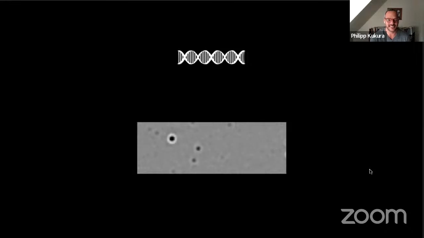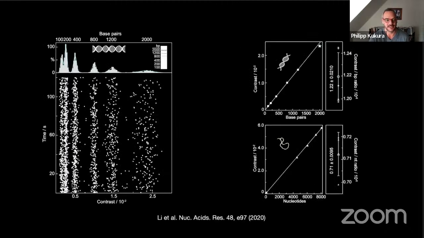You take a DNA ladder and you put it on, and you get this kind of movie. Again, you see some faint spots and some dark spots, which is what you expect because you've put a DNA ladder on. And here are your bands. If you plot the number of base pairs versus the contrast, you get a nice straight line, and then you get a conversion between contrast and the number of base pairs. You can do the same thing with single-stranded DNA, and now you get a straight line between nucleotides and contrast. The ratio is slightly different, and that's because the structure is slightly different.